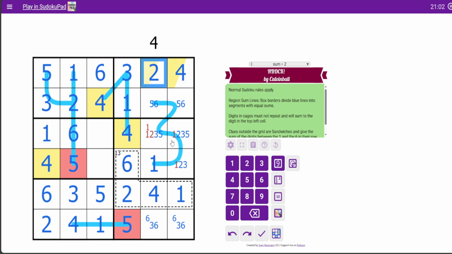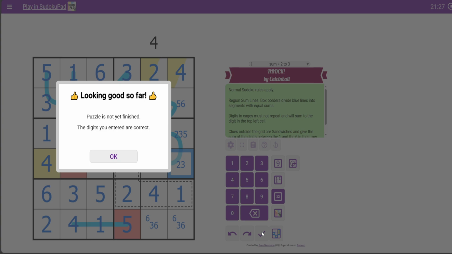Let's see, what could we do with this? Should I quickly clean up these? Okay, let's see what we could do. Let's clean up all of these. 1 and the 1 and the 1. Are we still good? Yeah, okay.